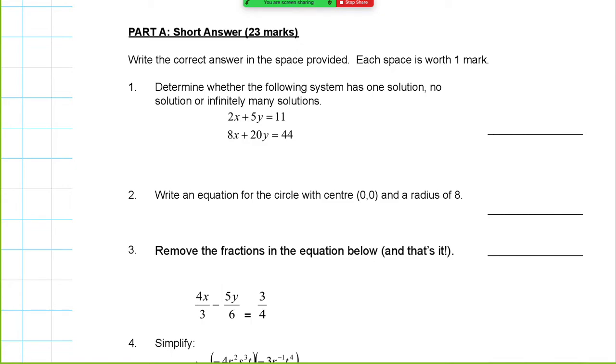So we'll take a look at this first question here. The question's asking you to determine whether the following system has one solution, no solution, or infinitely many solutions. Okay, so the first thing we want to do is actually get an idea.